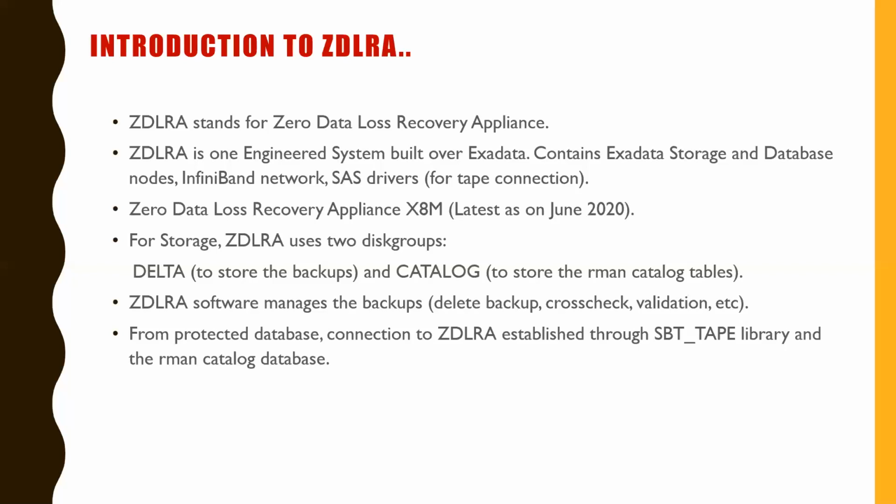So we need to have some plugins configured on the protected database level to communicate with the SBT tape. So the target will be like media manager kind of, the SBT tape library, whereas we need to register the database in the RMAN catalog as well. So here, if I refer to the RMAN catalog, you can refer to the above point, like catalog ASM disk group, right? So you'll have that information stored in the catalog on the ZDL array.